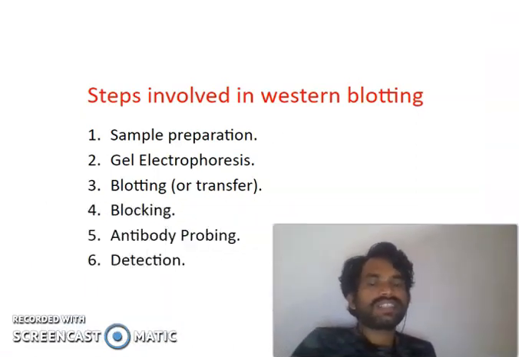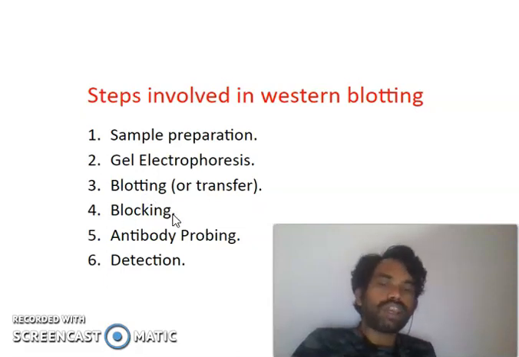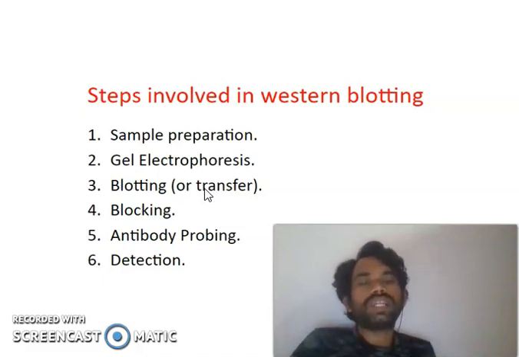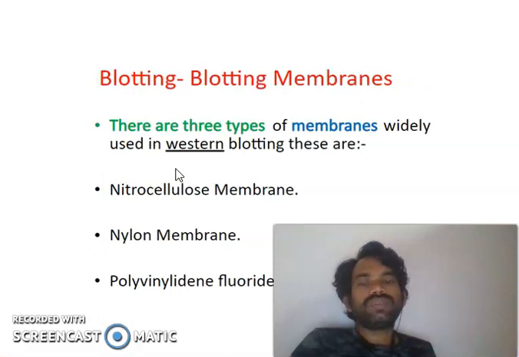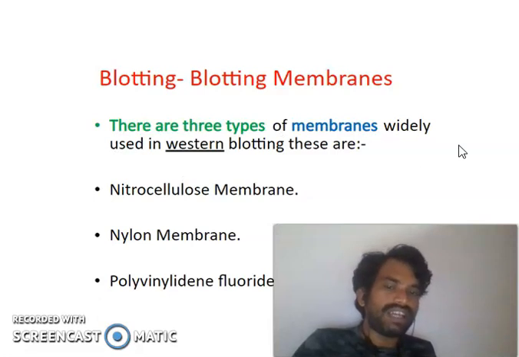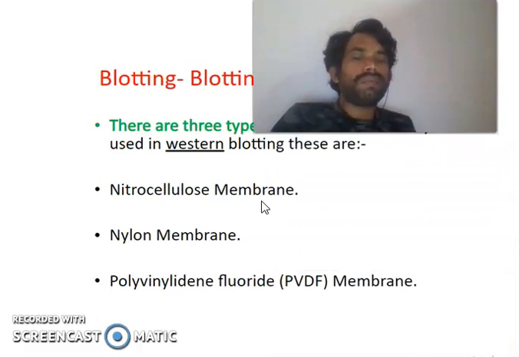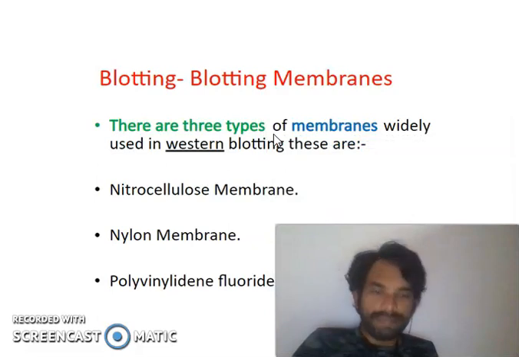Mainly these are the six steps for the Western blot technique. First one, sample preparation. Second one is gel electrophoresis. Then blotting, which is nothing but transfer, then blocking and antibody probing. Then after that, detection. These six points are very important while you are doing the Western blot technique. And you can see the blotting membranes. We already discussed that there are three types of membranes widely used nowadays in Western blot: nitrocellulose membranes, nylon membranes, and PVDF (polyvinylidene fluoride) membranes. You can use these blotting membranes according to your protein nature and protein size.